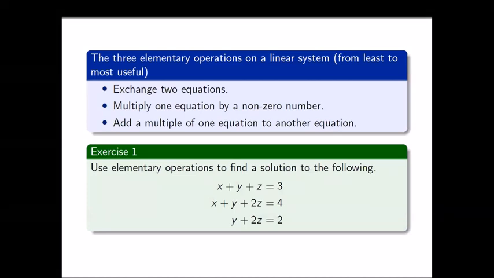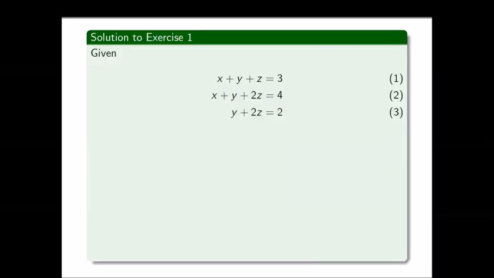So let's start with an exercise. So we're given this system of linear equations in three variables x, y, and z. Now I know that the last equation only has y and z, but we can treat it as a system of linear equations in variables x, y, and z, where the coefficient of x is 0 in the last equation. So we'll use these three elementary operations, mostly the second and the third one, to find a solution to the system. Okay, so we're given these three equations.